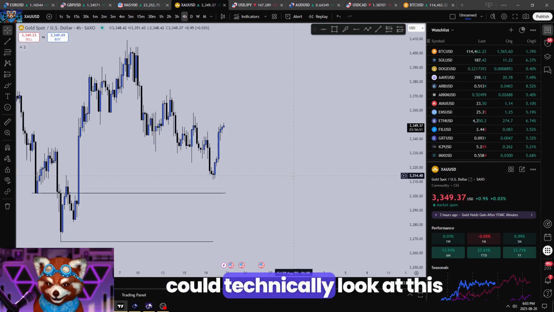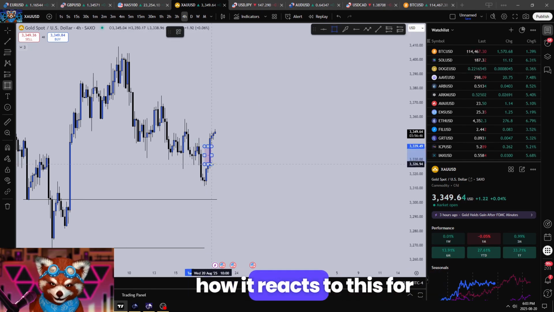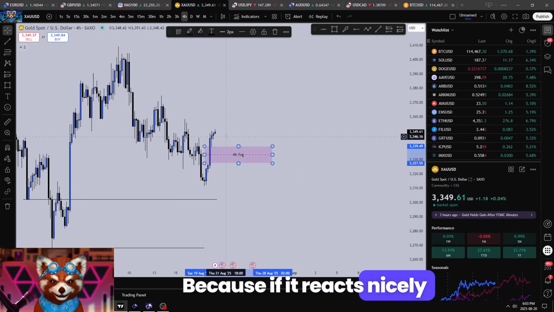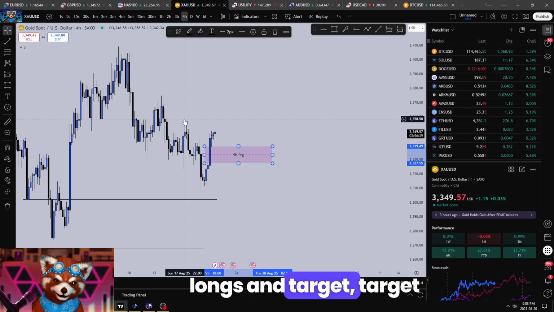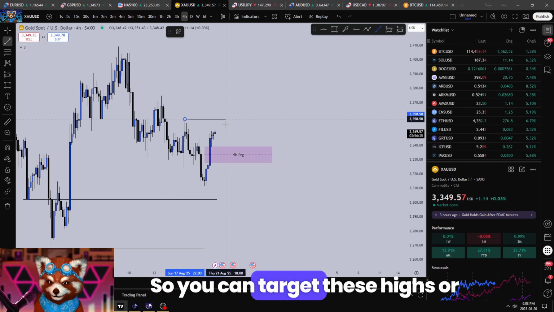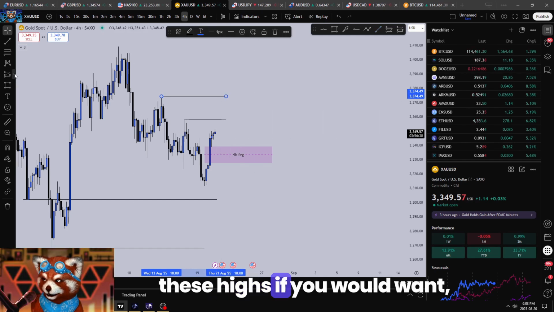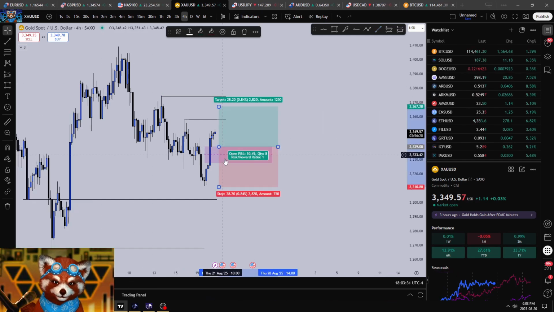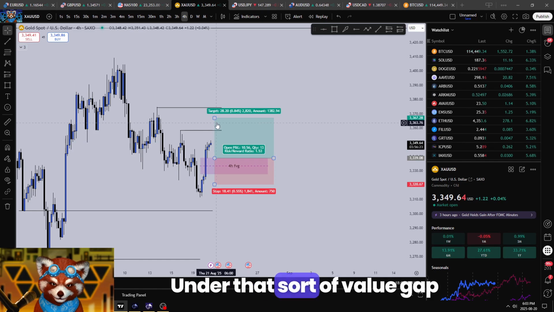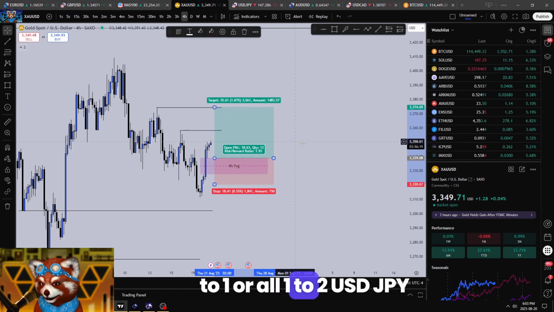You could technically look at this 4-hour fair value gap and see how it reacts to it. Because if it reacts nicely, it is possible you could take longs and target these highs or those highs. So you can target these highs or these highs if you would want. Maybe play it a bit riskier under that. That's where the fair value gap was formed. You could go for a 1 to 1 or a 1 to 2.